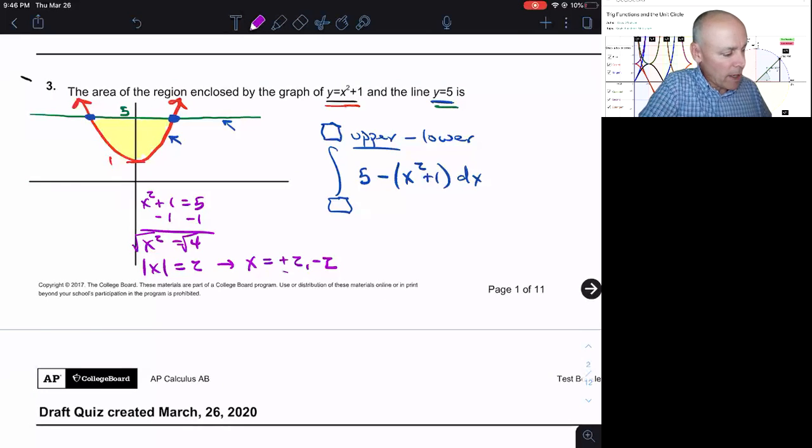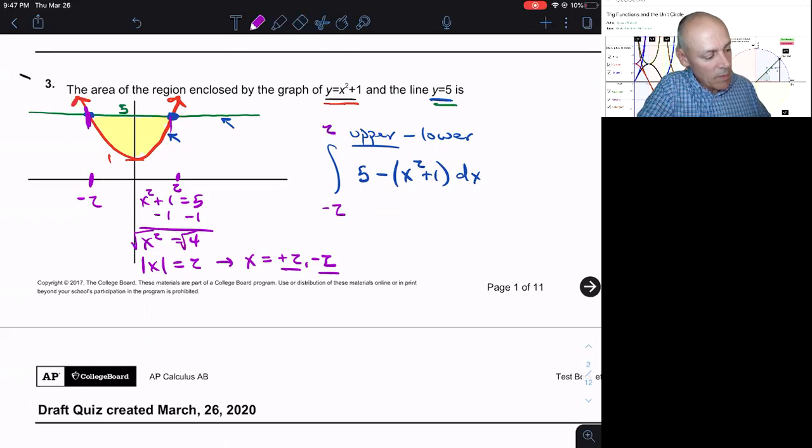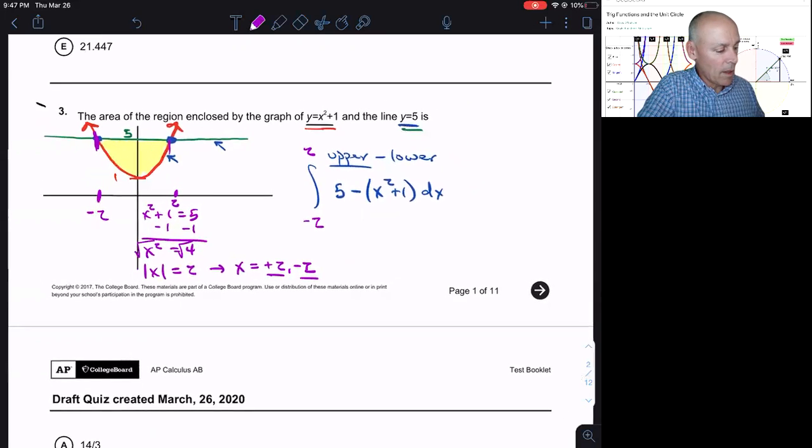Okay, so these two values, negative 2 and positive 2, are going to be my lower and upper bound on my integral. So my lower bound is negative 2, and my upper bound is positive 2.